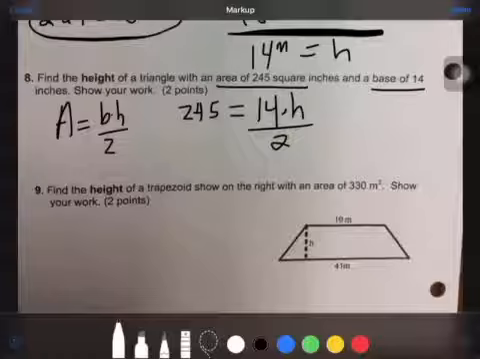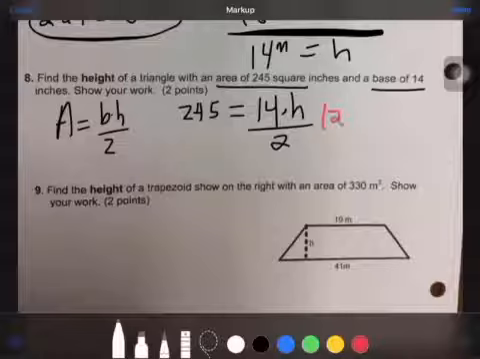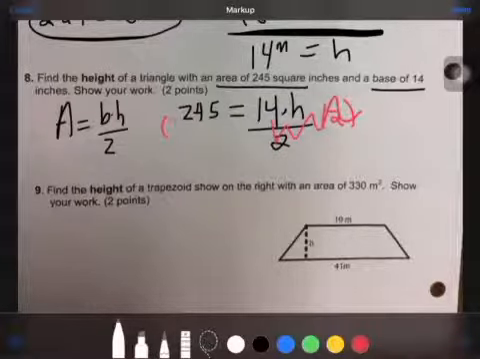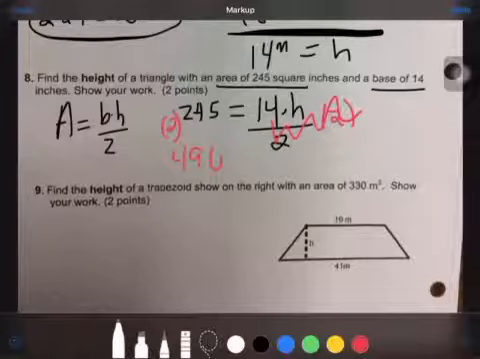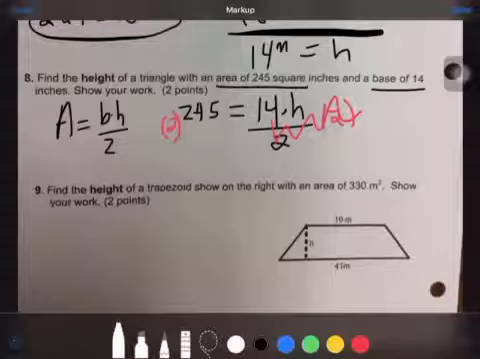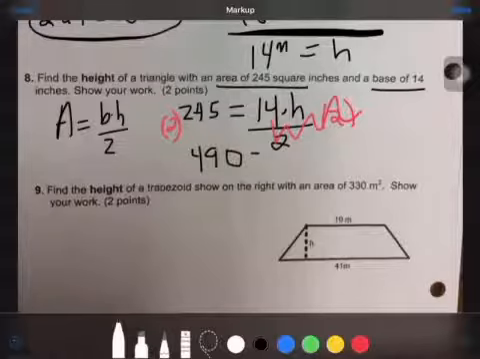And I make sure it's divided by 2 since it's a triangle. Okay, to solve this, we have that new step. I have to get rid of the part that says divide by 2, so I'm going to times by 2. If I do it to this side, it cancels out, but I also have to do it to that side. So 2 times 245 is 490. So I get 490 equals, and I should have on the other side 14 times h.